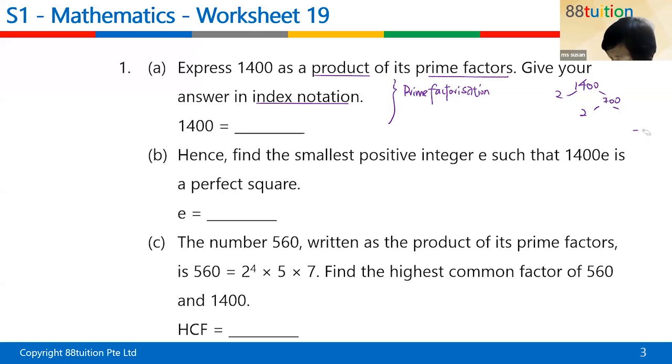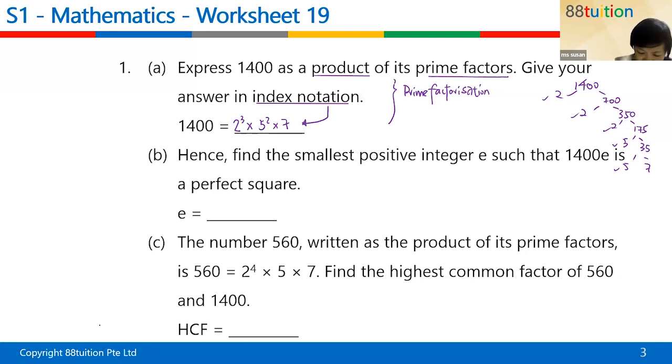Okay, so probably 350 divided by 2, 175. So you have 175 divided by 5, get 35, divided by 5, you get 7. Okay, so how many 2 do you have? 3 of them. So 2 to the power of 3, and I multiply by, how many 5 are there? 2. Multiply by 5 squared and multiply by 7. Now this is called index notation. Okay? All right, part 2.